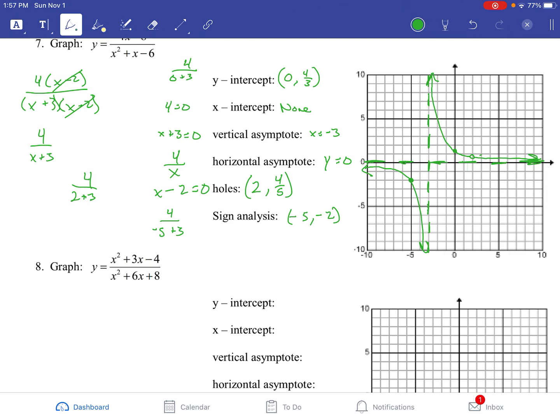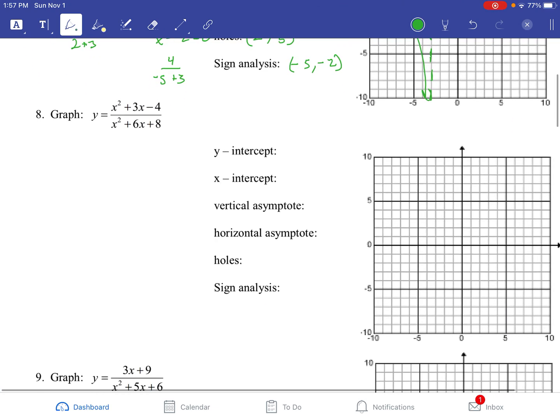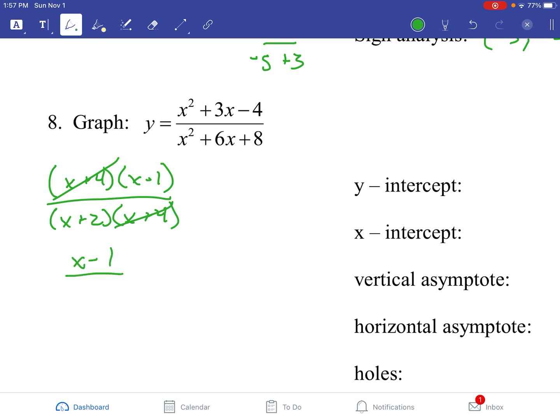All right. Number 2. All right. So we're going to factor these. You have x plus 4 and x minus 1. On the bottom, you're going to have x plus 2 and x plus 4. The x plus 4's will cancel out. You're left with x minus 1 over x plus 2.